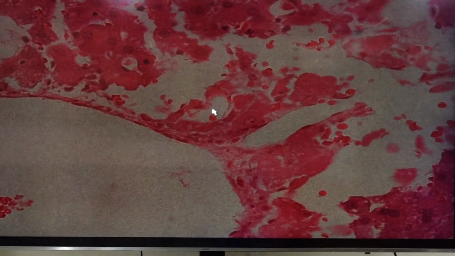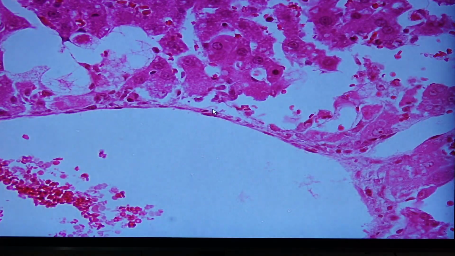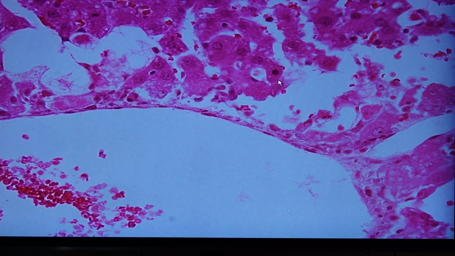Then this one here is another sign. There's still retention of the size of the hepatocyte, but there's loss of its nucleus. So this is necrosis. Okay, so those are the slides that we have for this session.